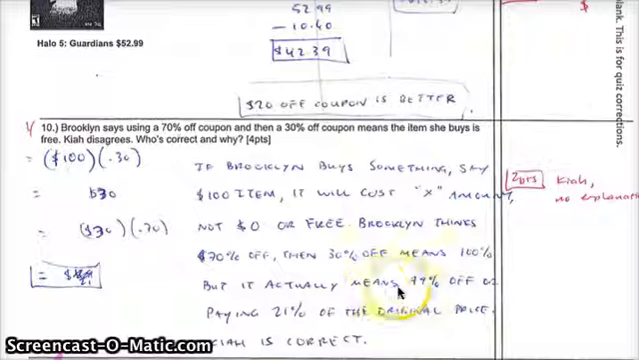But it actually means 79% off, or paying 21% of the original price. Kaya is correct. I got 79% because you're only paying $21 of the 100.